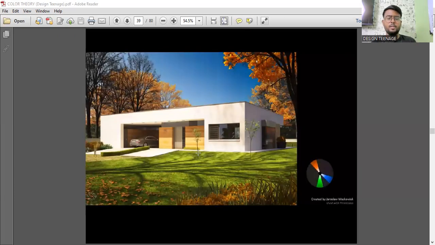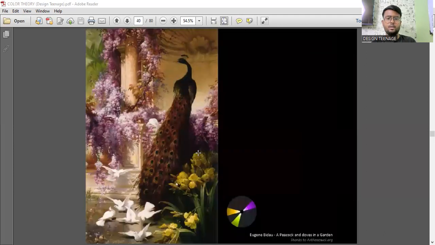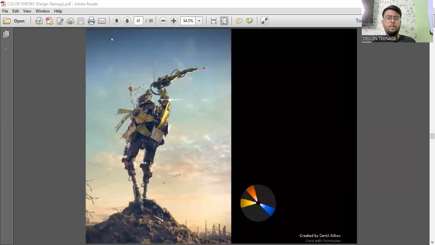Okay, here are some examples of split complementary. We will just scroll through them to understand how it has been achieved. For example, in this composition you see the exact use of those colors which we see in the color wheel, and the different hues and shades used to achieve this.